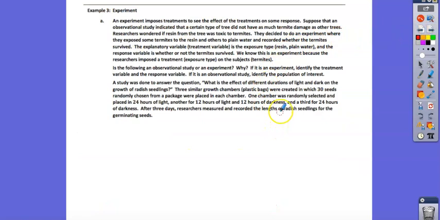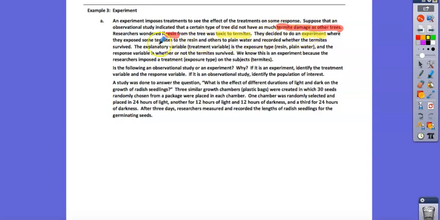Okay, here's another one they talk about. An observational study indicated that a certain type of tree did not have as much termite damage as other trees. So they wondered if there was some type of resin from the tree that was toxic to the termites. Do you see how they did the observational study? And it says, well, maybe there is something. But then you have to do an experiment if you really want to know cause and effect.